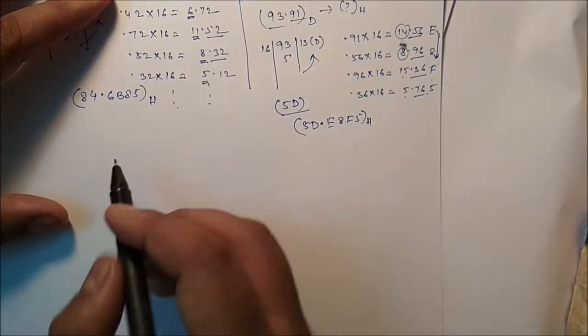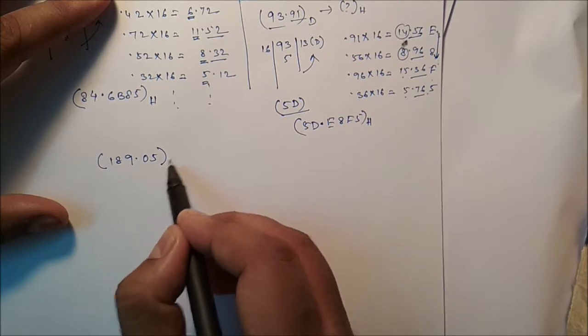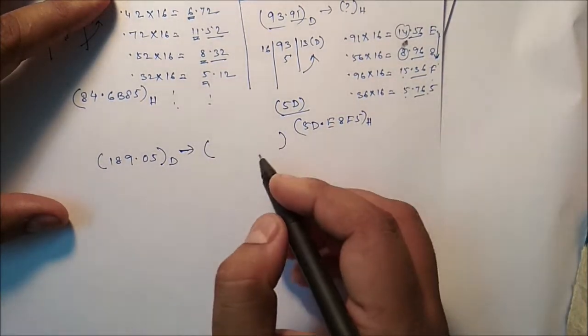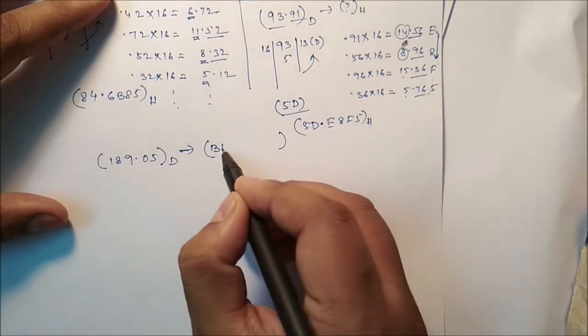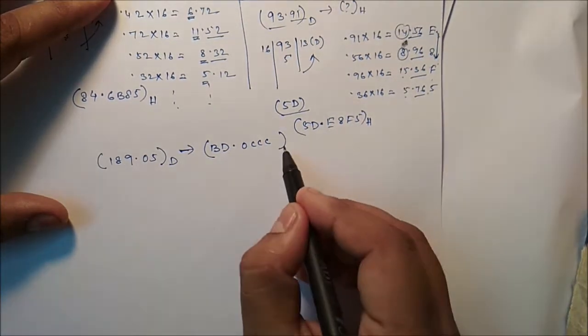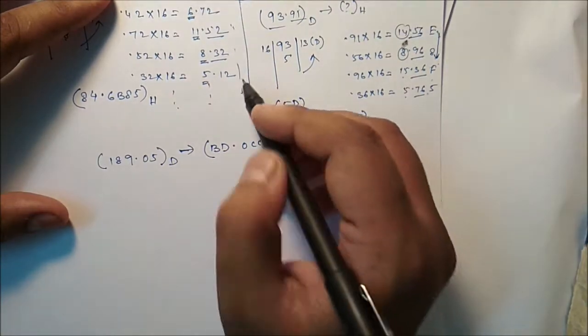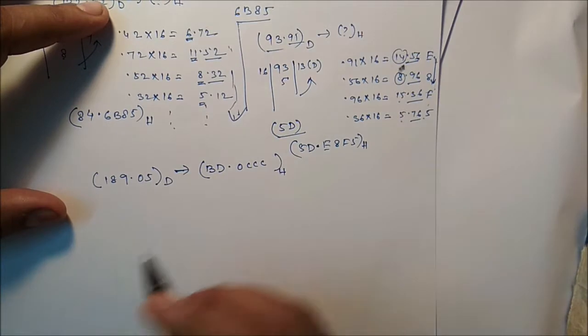So we can cross check. Suppose 189.05 in decimal. What is the corresponding hexadecimal number? You can pause the video, and the answer is BD.0CCC. Okay, so you can take 4 digit or 5 digit, as many as you want. Okay, you can continue this particular process.